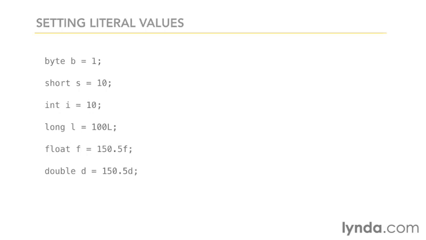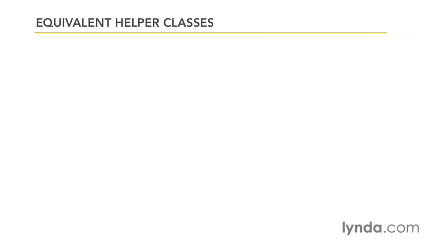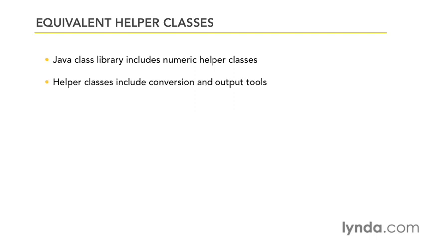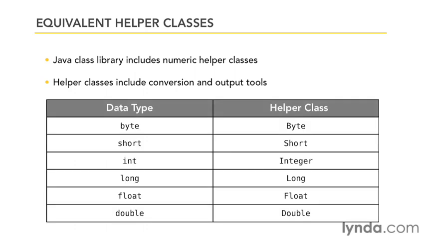In addition to the primitive data types for numbers, there are also a set of helper classes that are a part of the Java class library. Each of these helper classes includes tools for converting and outputting numeric values. Here's a listing of the data types on the left, and their matching helper classes on the right.